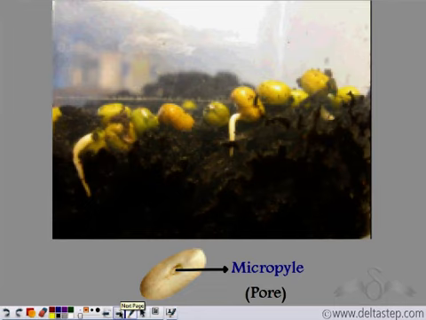We know that water is of utmost importance for survival. Without water, no life can exist. So even the embryo needs water. So how is the embryo getting the water? Well, all seeds have a pore-like structure which is known as the micropyle, and through this pore, water enters into the seed and to the embryo, and that is how germination takes place.